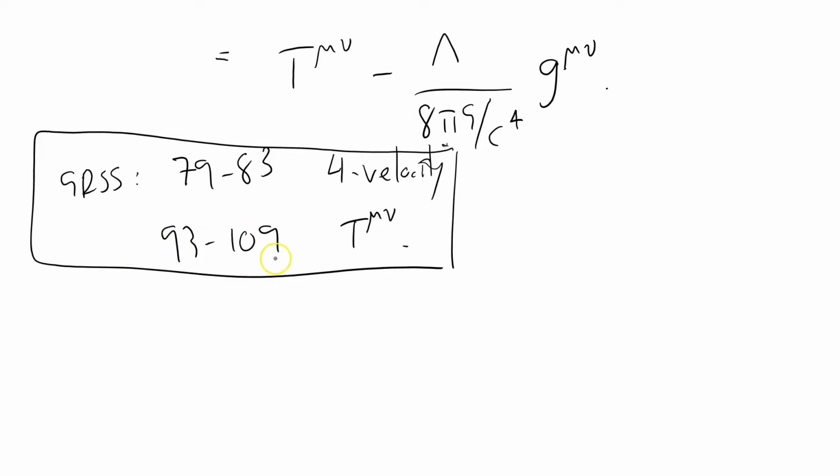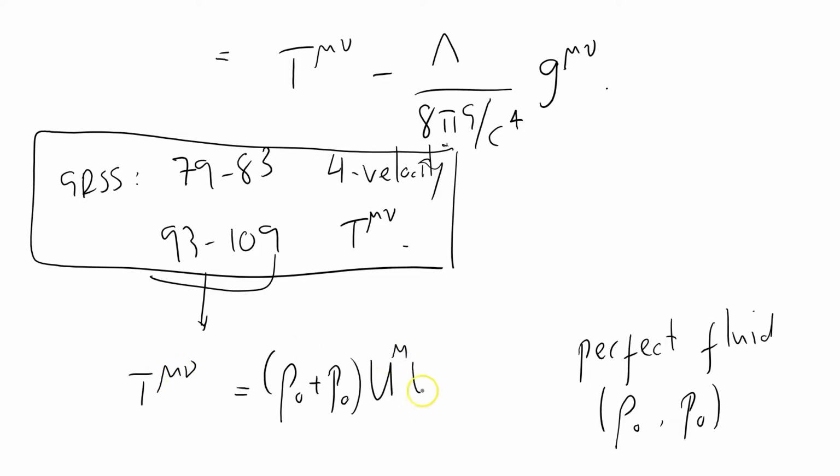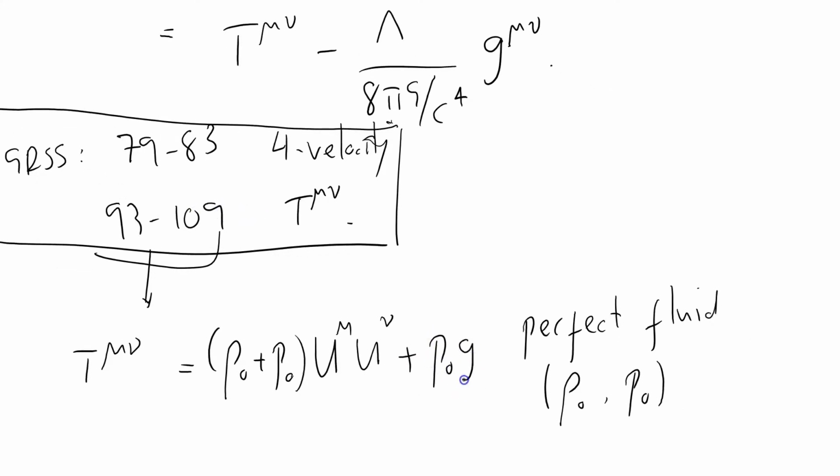So what you find in this sequence here is that the stress energy tensor T_μν equals, for a perfect fluid, which is characterized by its density ρ0 and pressure P0, these are values in its rest frame, I guess. And what was the formula for that? That is (ρ0 plus P0) u_μ u_ν plus P0 g_μν. And that's a valid tensor equation.